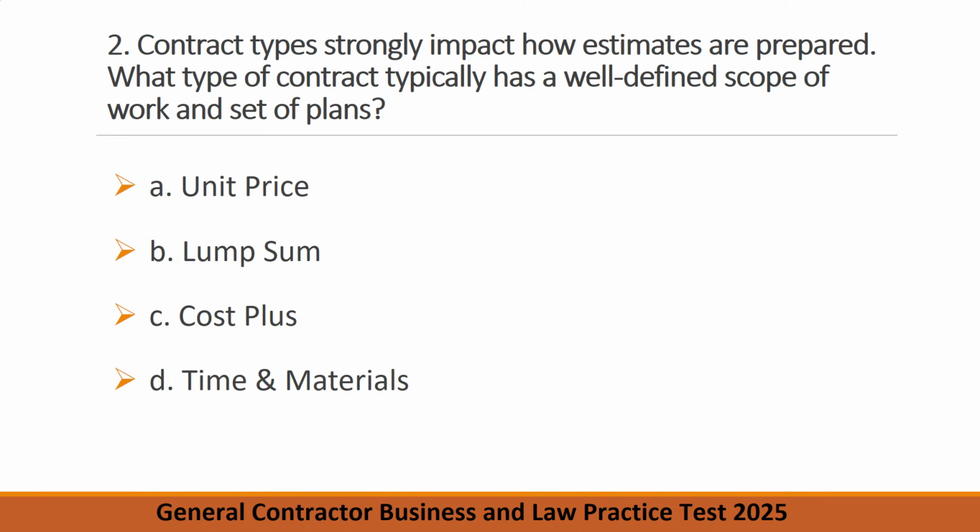2. Contract types strongly impact how estimates are prepared. What type of contract typically has a well-defined scope of work and set of plans? A. Unit price. B. Lump sum. C. Cost plus. D. Time and materials.